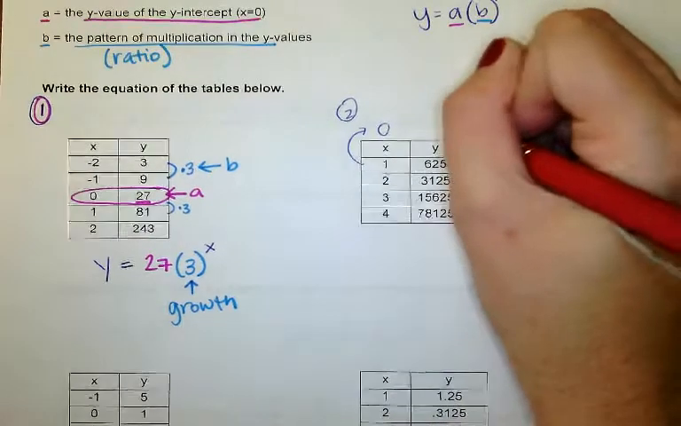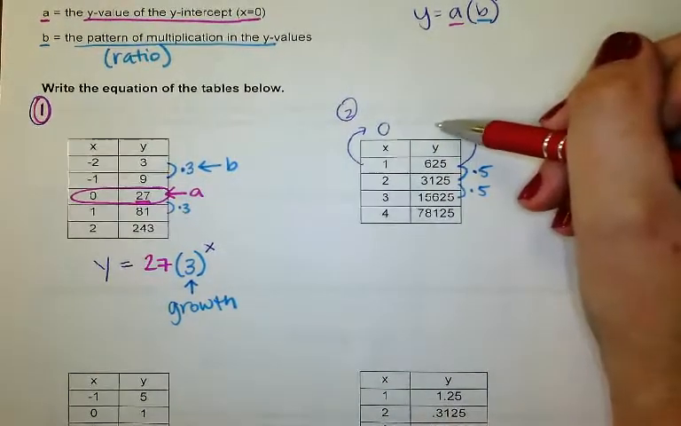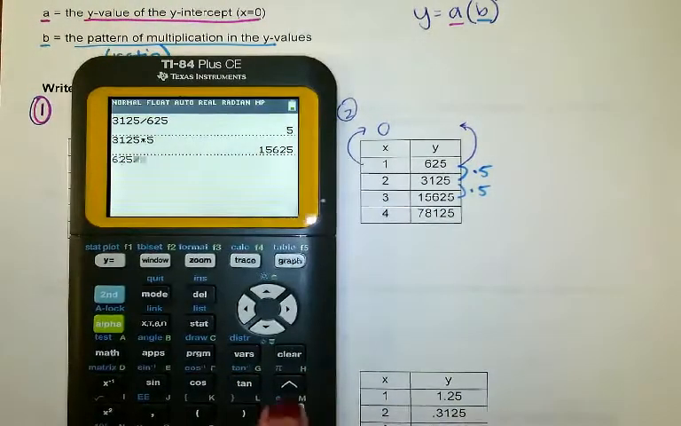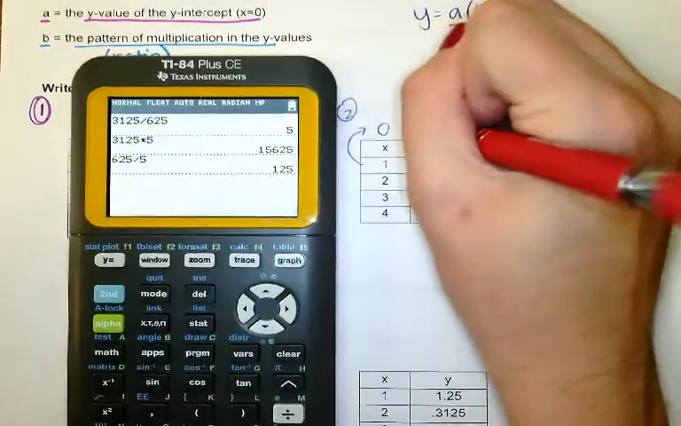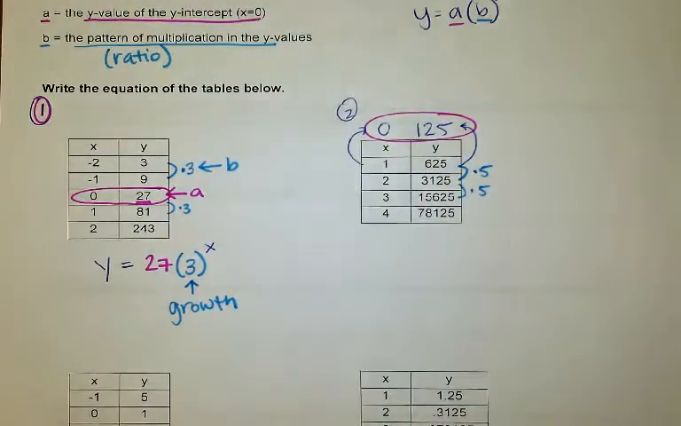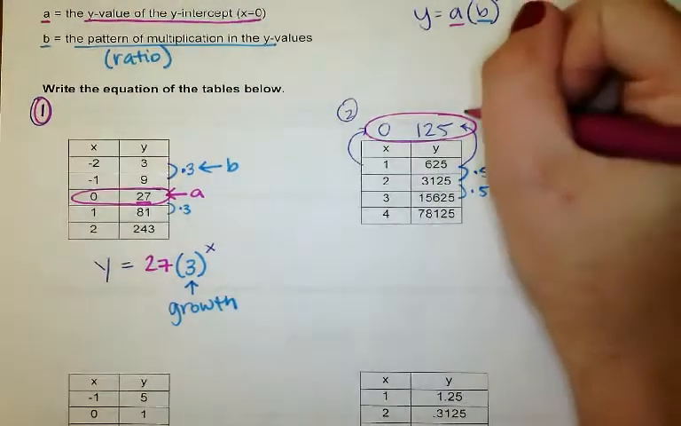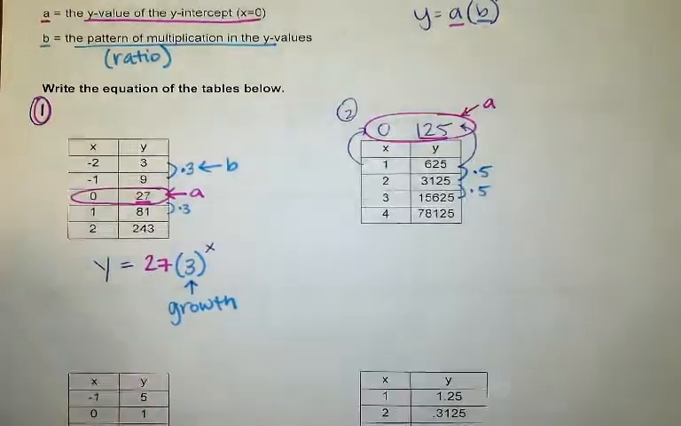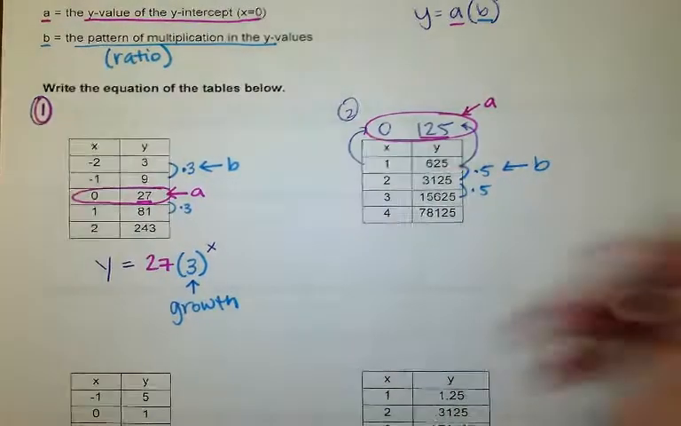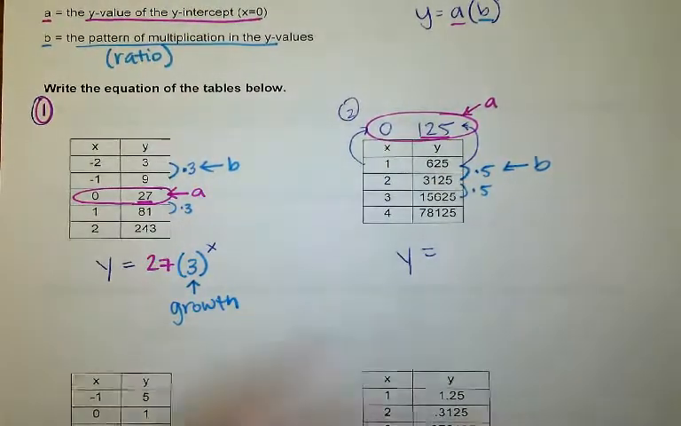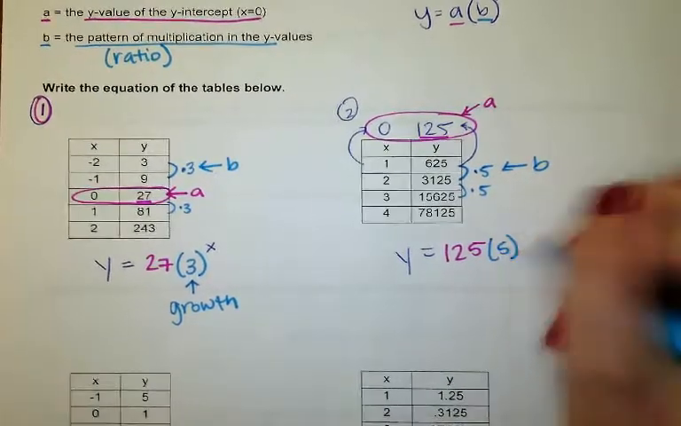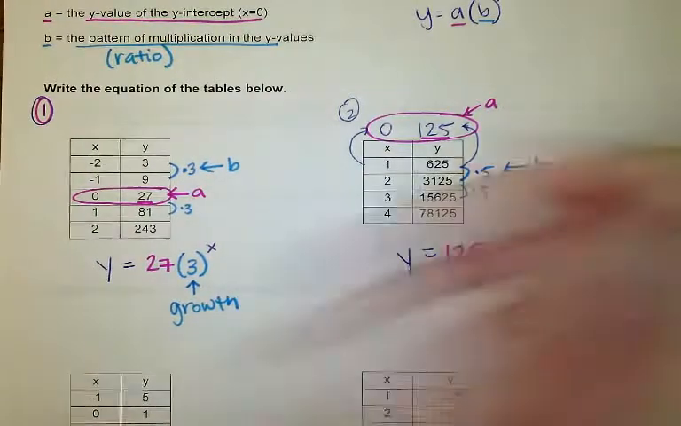What do I need to do to get this guy right here? Divide by 5. So what's 625 divided by 5? Oh, 125. Now that we've done that, do I have my y-intercept? I sure do. So this right here is my A. This right here is my B. Can I write an equation? Yeah. It's y equals 125 times 5 raised up to the x power.